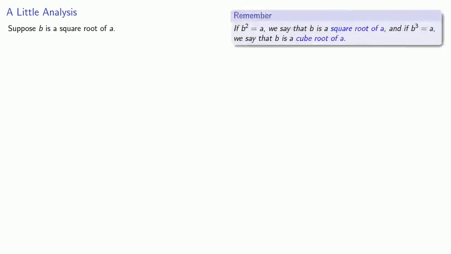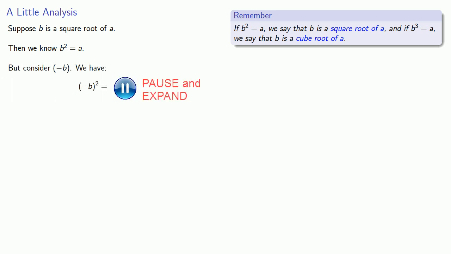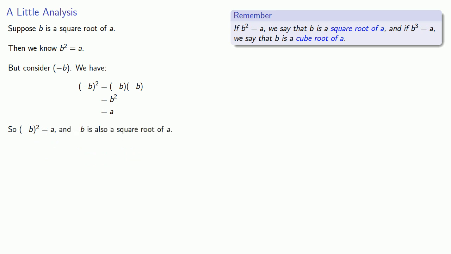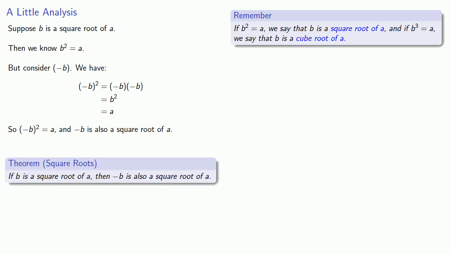And so this principal square root of 25 is going to be 5. Let's think on this a little bit further. Suppose b is a square root of a. Then we know, from our definition, b squared is equal to a. But now consider negative b. We have negative b squared equals b squared, and since b squared is equal to a, then negative b squared is also equal to a. So that means negative b is also a square root of a. And this leads to the following result. If b is a square root of a, then negative b is also a square root of a.